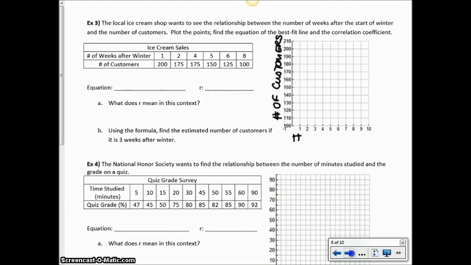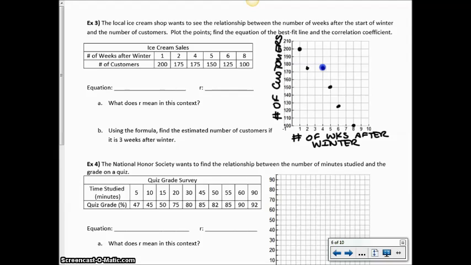And then the number of weeks after winter. Okay, so then it's given us the data points there. So 1 is 200, so we're just going to literally plot these. 2 is 175. 4 is 175. 5 is 150. 6 is 125. And 8 is 100. So right on the dot, right there.